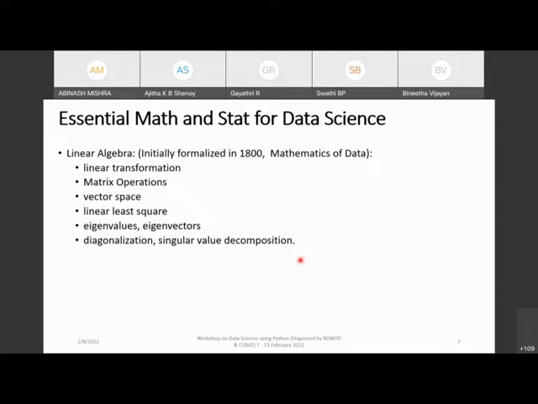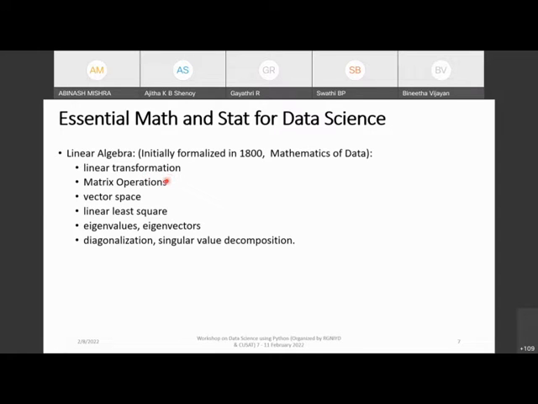One of the major domains which is used in data science is linear algebra. Linear algebra came into existence in the year 1800. It is also called the mathematics of data. Linear algebra is actually the mathematics of data, and you need not learn the entire concepts of linear algebra. You need not understand Gilbert Strang's book completely as it is. You have to learn only a few concepts from linear algebra, but you should be good in these concepts. So what is linear transformation?